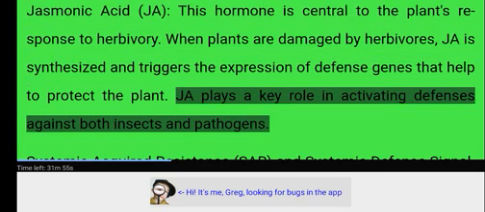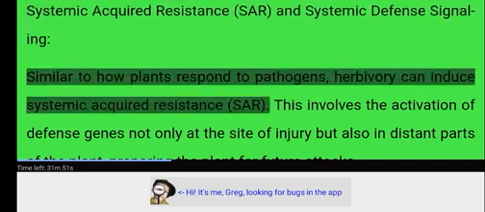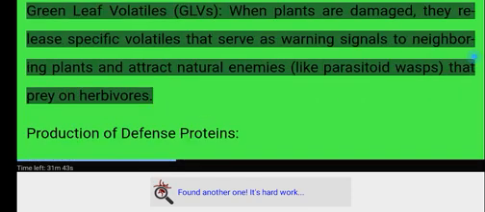JA plays a key role in activating defenses against both insects and pathogens. Systemic acquired resistance (SAR) and systemic defense signaling. Similar to how plants respond to pathogens, herbivores can induce systemic acquired resistance (SAR). This involves the activation of defense genes not only at the site of injury but also in distant parts of the plant, preparing the plant for future attacks.